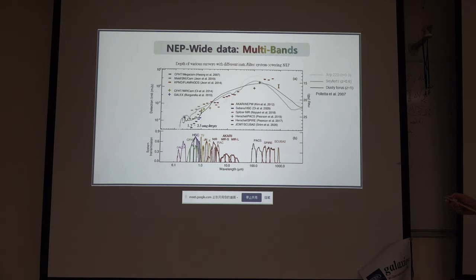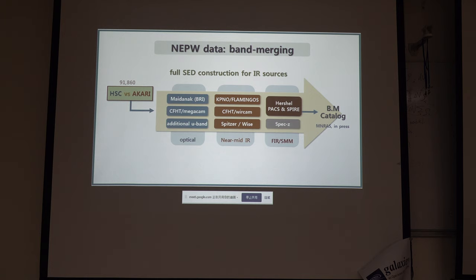We presented a typical galaxy model template here at a redshift of 0.3. Maybe without this deeper HSC data, we cannot identify this kind of galaxy type. So this shows how we merged the data together. We started with the HSC versus Akari source matching. We got 91,000 sources first, and then later we merged all these data together. This band-merged first catalog is now released and is going to appear in MNRAS soon.